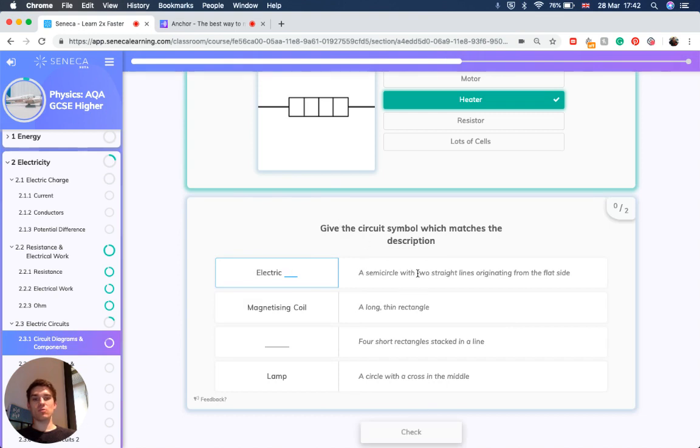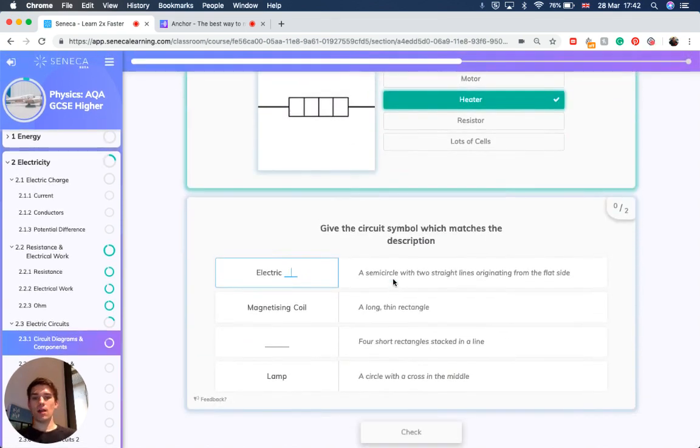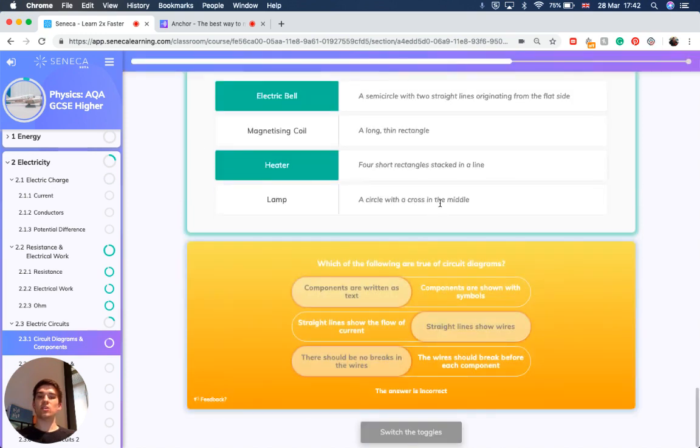And the semicircle with two straight lines originating from the flat side is an electric bell. A long, thin rectangle, when that rectangle is vertical, is a magnetizing coil. A long rectangle split into four parts is a heater. And a circle with a cross in the middle is a lamp.